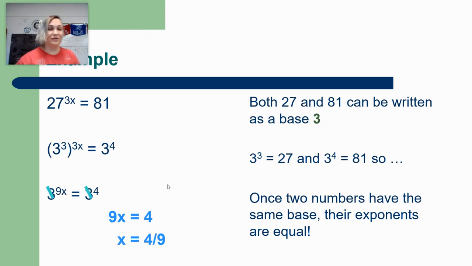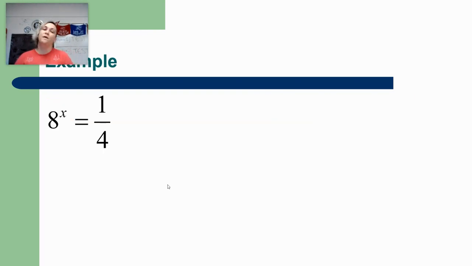Let's try another one. Okay. So here I have 8 to the power of x equals 1/4. Now, again, this is 8 to a power. It's not 8 times something. Okay, so we need to find a common base.